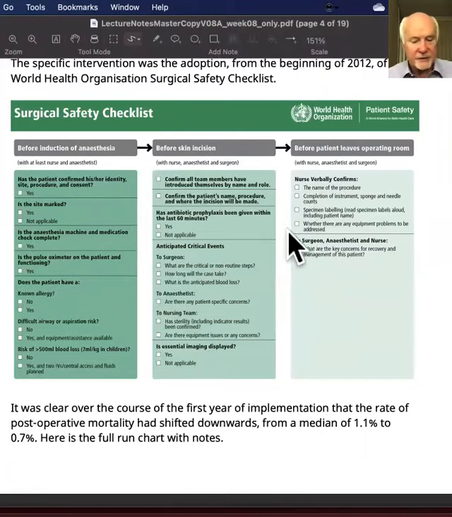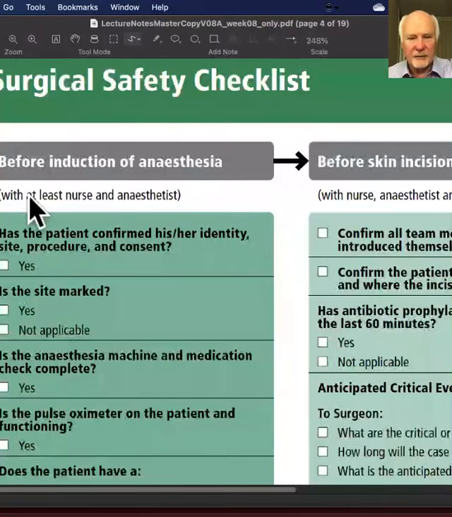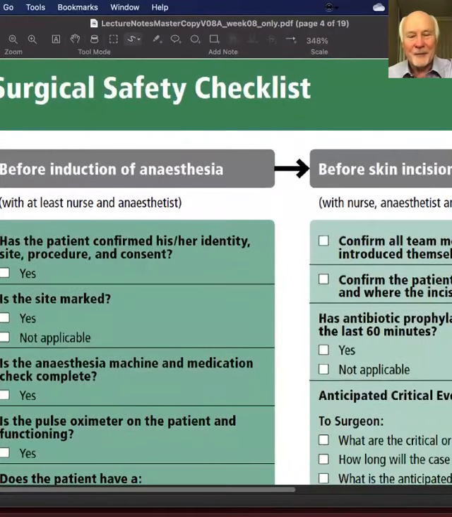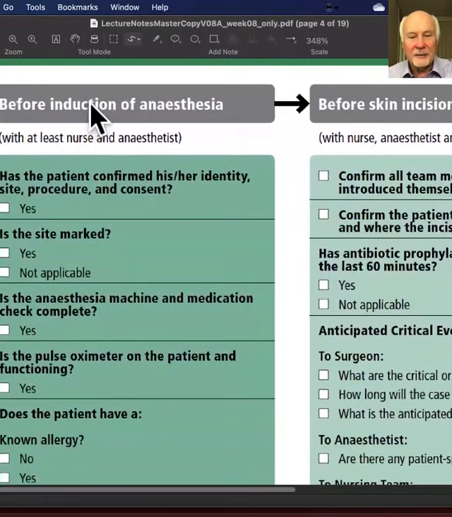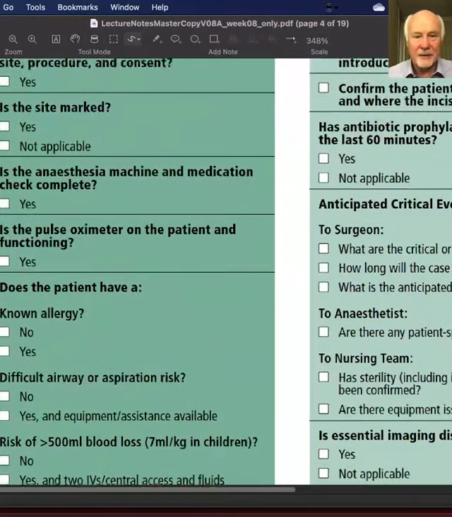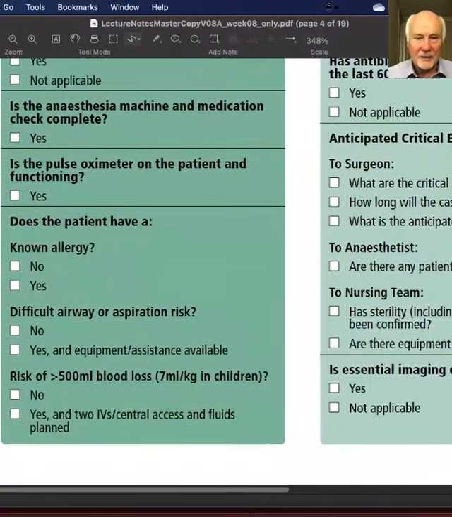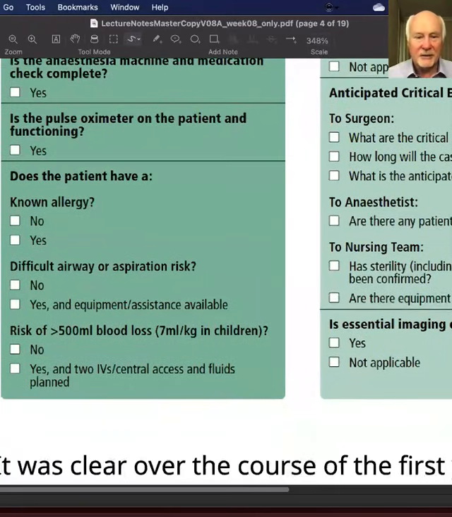So when you look at this thing, you look at it and you think, do they really have to be told to do this? You know, before you put the person under the anaesthetic, put them to sleep, have you confirmed their identity? Have you confirmed where you're going to operate? Is it the left lung or the right lung? What is the procedure? And have they given their consent? And then, has the site for the operation been marked? Have they done the anaesthetic machine and medication check?